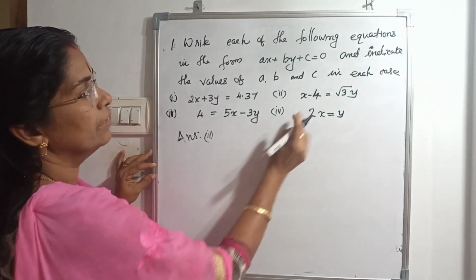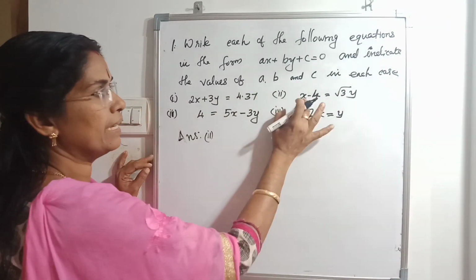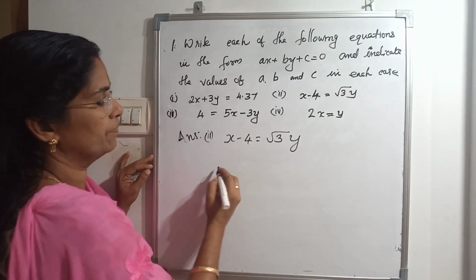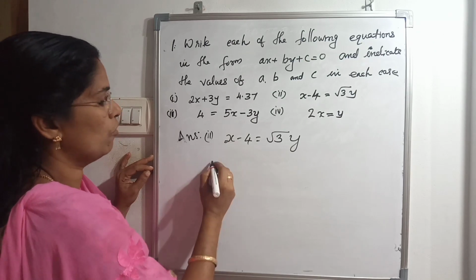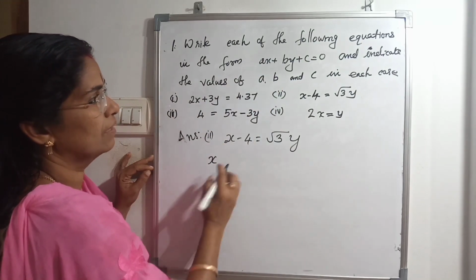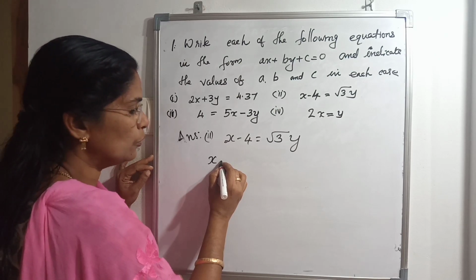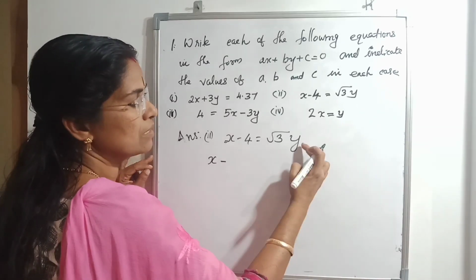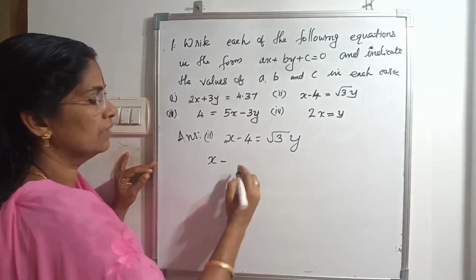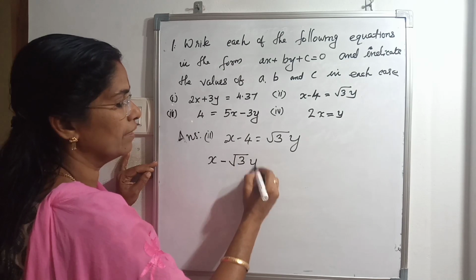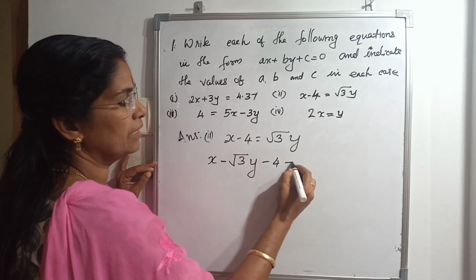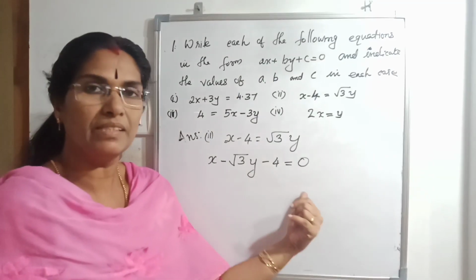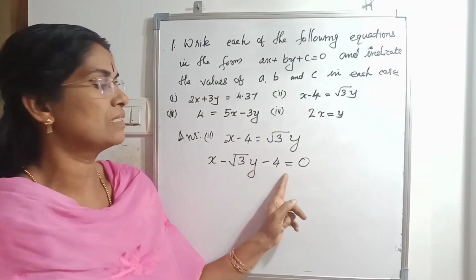second answer, it is not in the general form. First we are writing the question, after that we are changing, making it as a general form. First term itself x. Next we have to write the second term as y variable. So just transpose root 3y on the left side. It becomes minus root 3y. Already minus 4 is here, that is constant term. Now equal to 0. The given equation in general form, ax plus by plus c equal to 0.